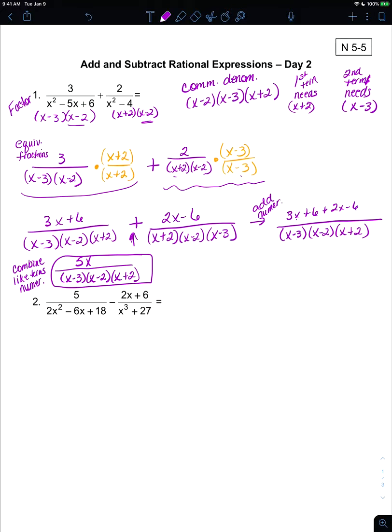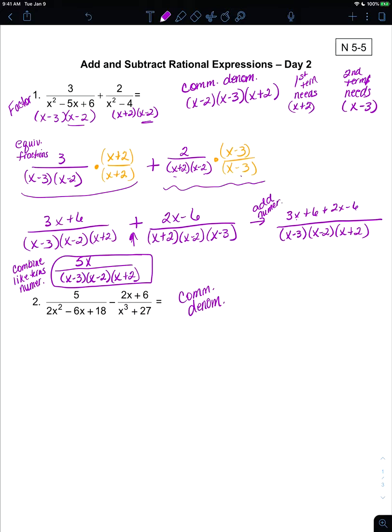Okay, I know this is a lot of steps, so remember, first you've got to come up with the common denominator. Then you're making equivalent fractions. Then once you get those equivalent fractions multiplied out, you add your numerators and keep that common denominator, and then you reduce if you're able to. So that's what we're doing here.